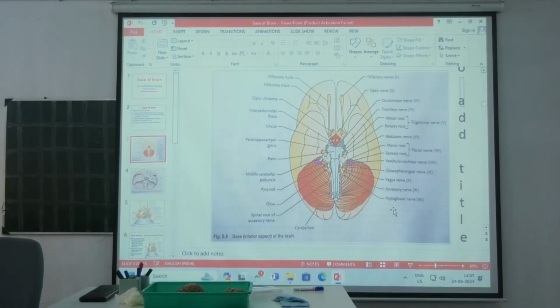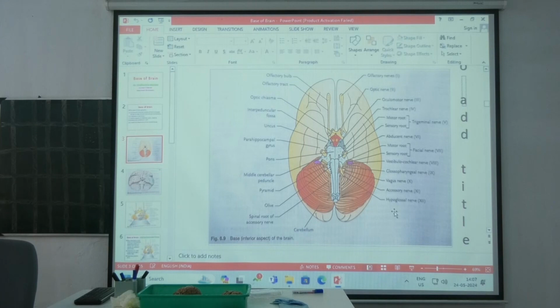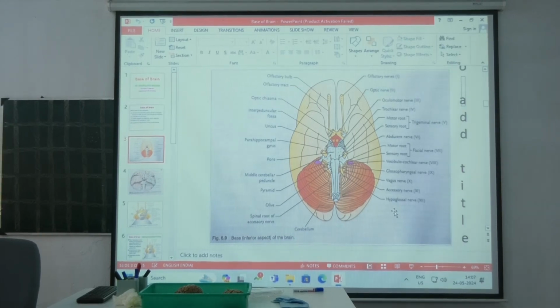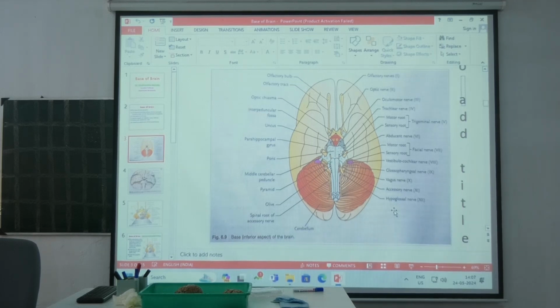The 11th cranial nerve comes out by two roots, a cranial root and a spinal root. The spinal root enters the cranial cavity through the foramen magnum, and the cranial root comes out below the vagus. Okay, lateral to the olive.